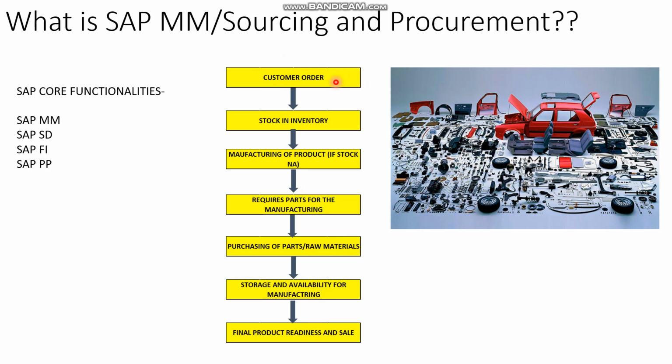For example, customer order creation will be part of the sales department, which is our SAP core functionality, SAP Sales and Distribution. Then checking of inventory, purchasing of raw material, storing it, and making it available for manufacturing all come under SAP Materials Management, whose name itself suggests it is the management of material. Which material is needed, in which quantity, how to procure it, how to store it, and how to make it available for the final product. This is all about SAP MM, which is nothing but materials management.